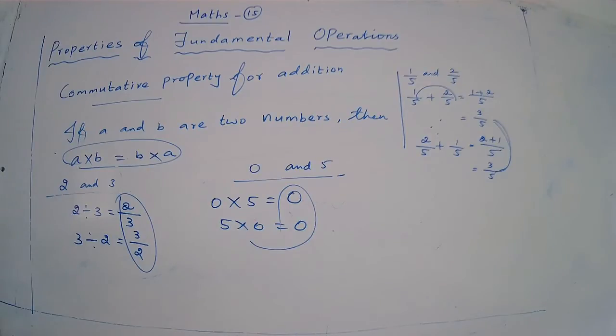Okay. So, A plus B is equal to B plus A. And A multiply B is equal to B multiply A. Okay. So, the commutative property is true for only addition and multiplication. Okay. Commutative property is not true for subtraction. That is A minus B is not equal to B minus A. And A divided by B is not equal to B divided by A.